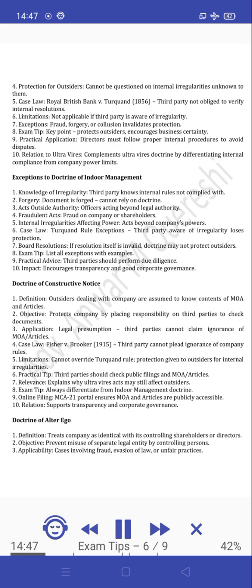Doctrine of alter ego. 1. Definition. Treats the company as identical with its controlling shareholders or directors. 2. Objective. Prevent misuse of the separate legal entity by controlling persons. 3. Applicability. Cases involving fraud, evasion of law, or unfair practices.